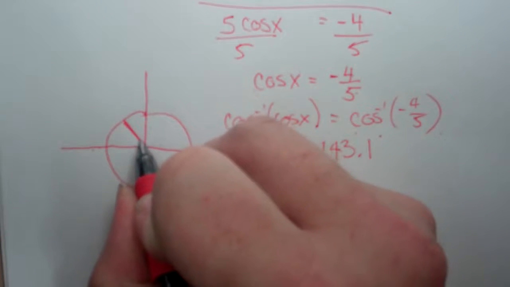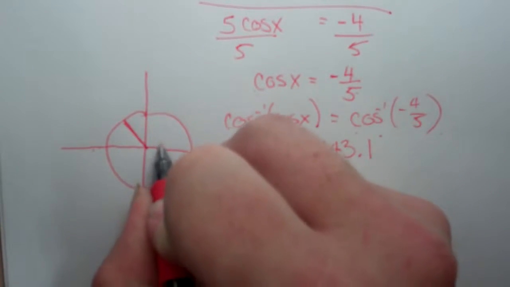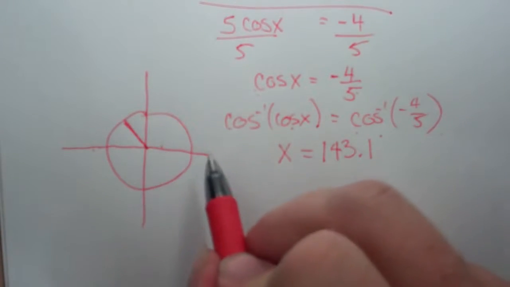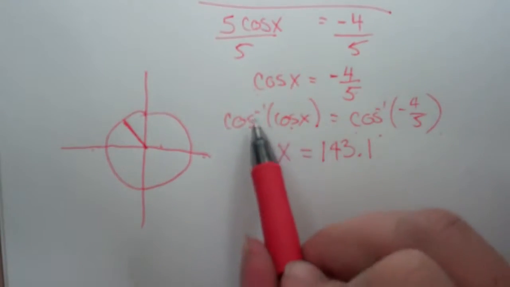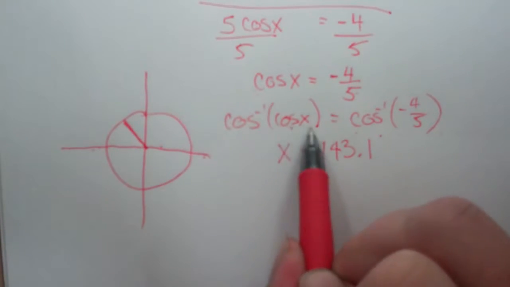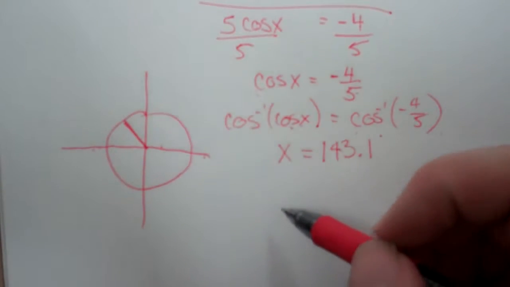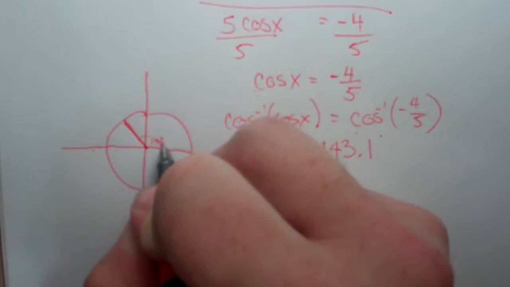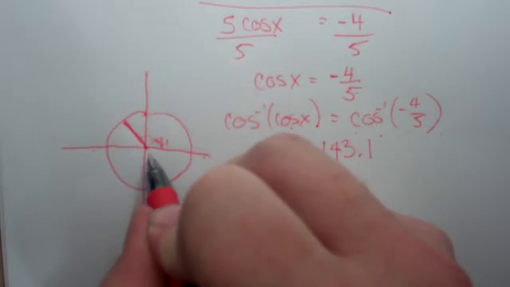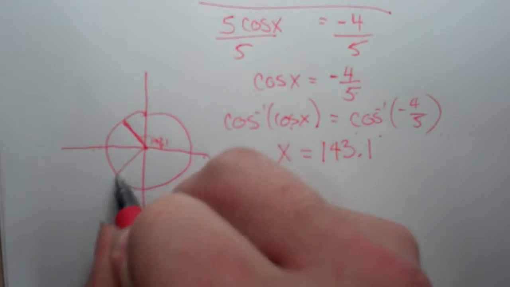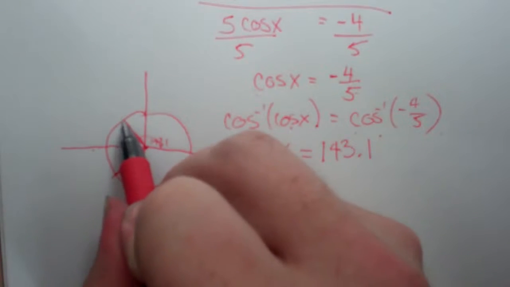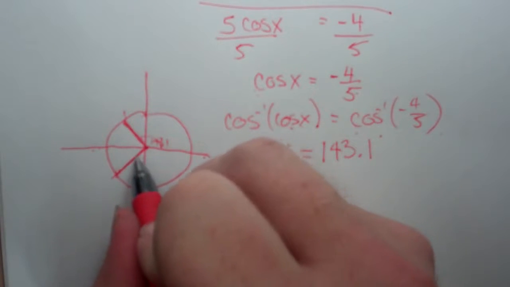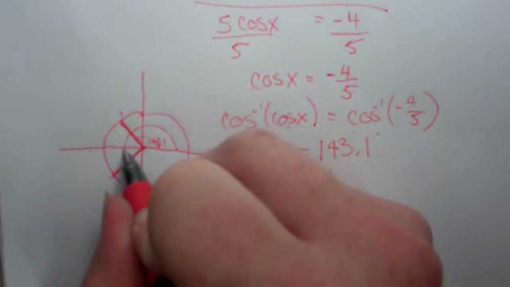So the size of this angle is 143.1, and we are going to reflect this across the x-axis because this problem involves a cosine. When you have a cosine, you should reflect across the x-axis, and so here we have the 143.1, and reflecting this angle across the x-axis puts us right here. Notice that these two points have the same x-coordinate. That's what we want. So what is the size of this larger angle?